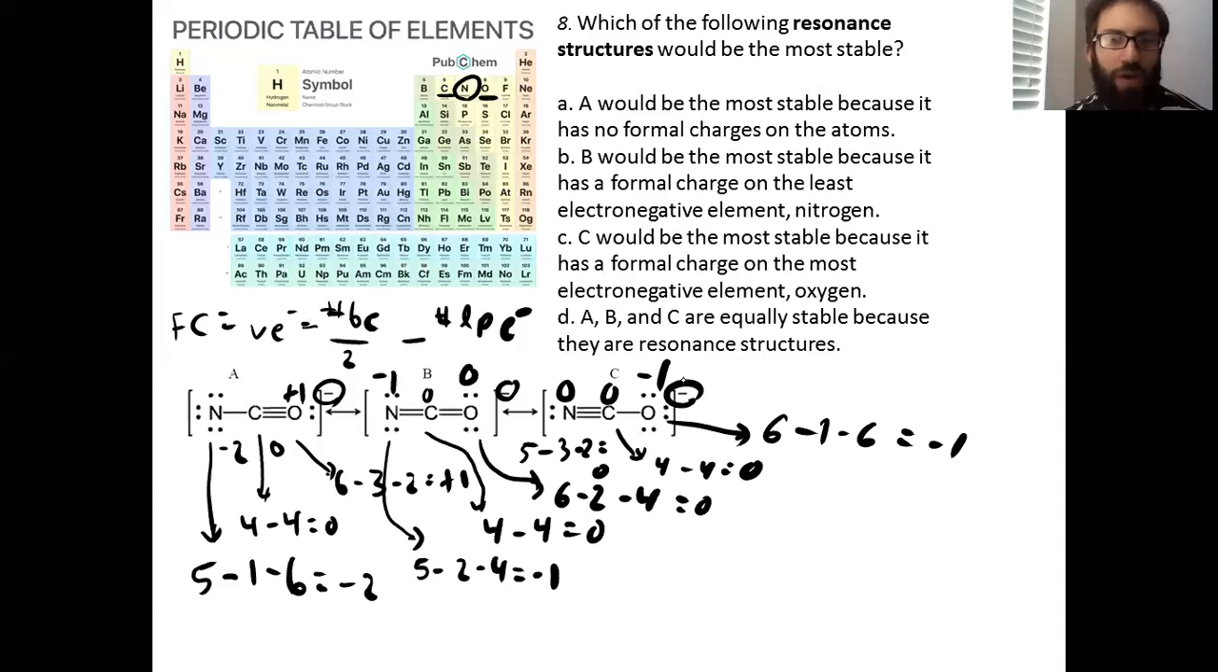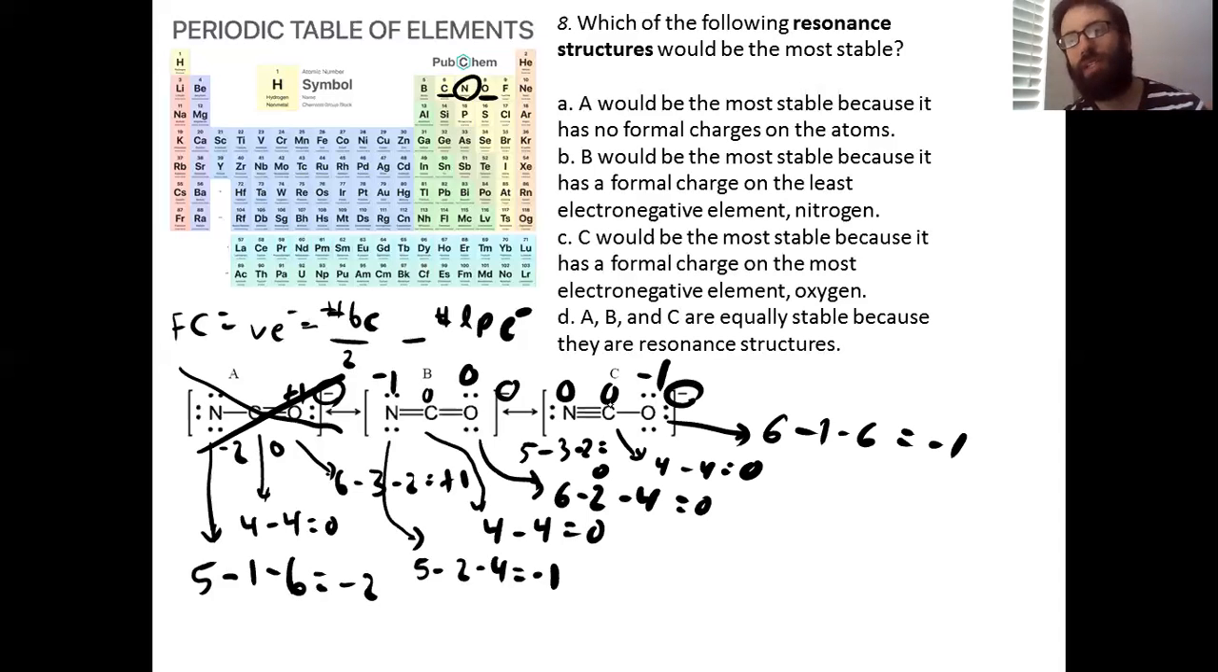Which one is the most stable? Here are the rules for the most stable resonance structures based on formal charges. You want the ones closest to 0. Okay, so this first one, A, is out. It has a minus 2. The other ones don't have minus 2s, right? We have 1s and 0s.